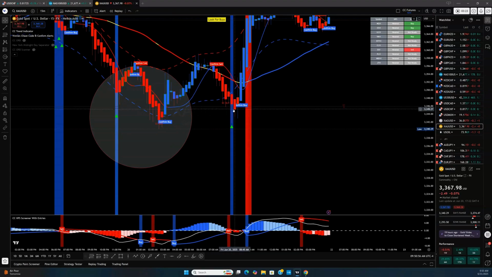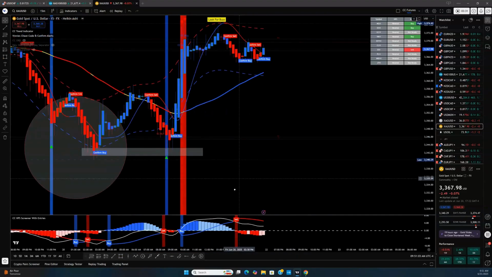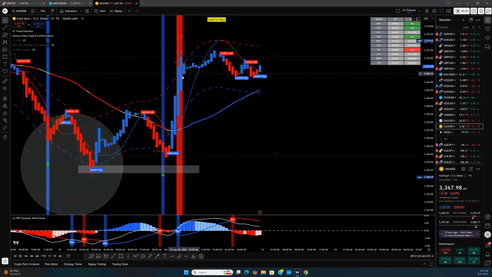Price pulled back to retest this low. And then they gave us another opportunity to get into the market, for an even higher push up, with this confirmation buy. And then price shot up. It happens all the time.